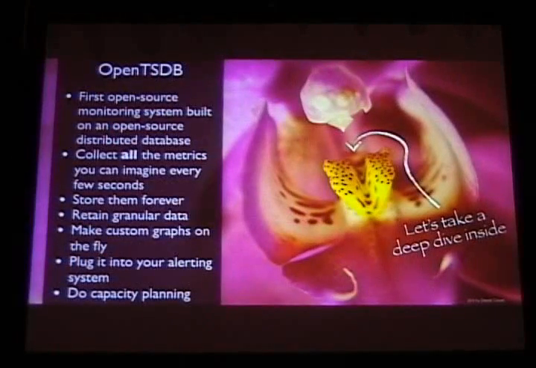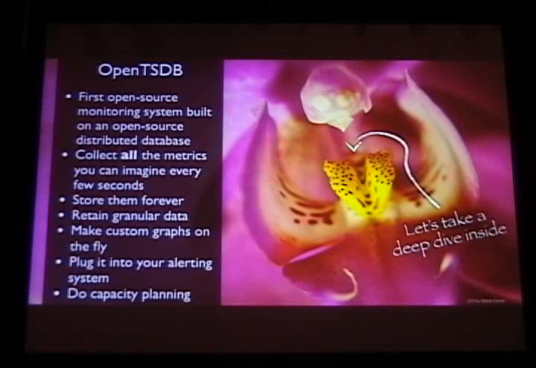So that's where OpenTSDB comes in. It's the first open source monitoring system that is built on top of HBase, which is also an open source distributed database. The idea of OpenTSDB is collect all the metrics you can imagine, everything in your infrastructure, in your applications, in your business, everything that has a number on it, collect it at a high frequency, store it, index it forever, and then retain this granular data. Never delete data, because disk storage is cheap, so there's no reason to delete data anymore nowadays. I mean, come on, everyone has at least 2 terabyte drives in your servers, and typically you'll have multiple drives. So everyone has tons and tons of disk space.